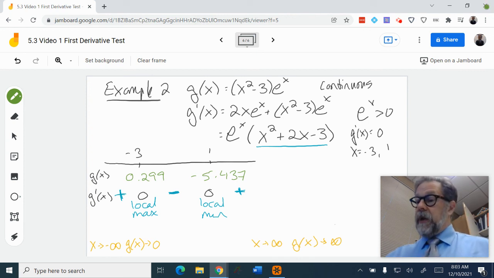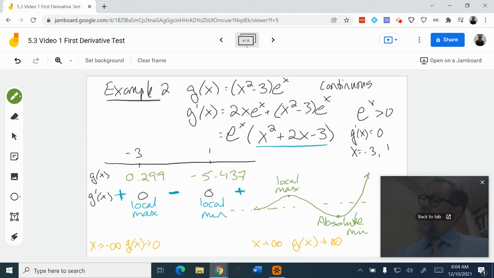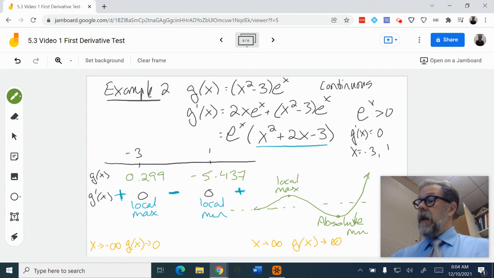So my graph looks something like this, which tells me that this is in fact a local maximum at negative 3, 0.299, and that this is an absolute minimum at negative 5.437. The graph never goes below 0 over here, and then it goes up to infinity. So we have an absolute minimum, we have a local maximum, we have no absolute maximum because the function goes to infinity. All right, thanks for watching and hope you learned something.